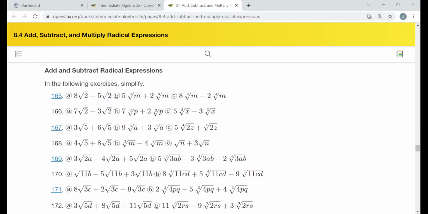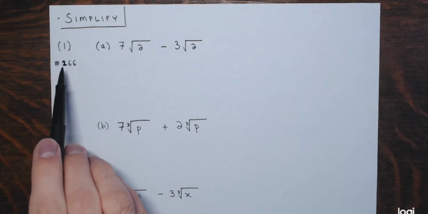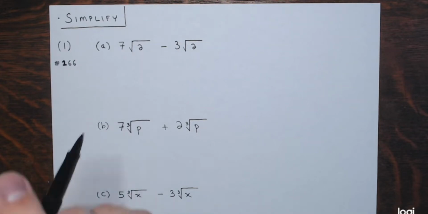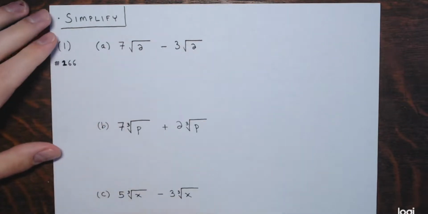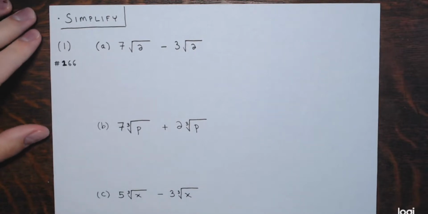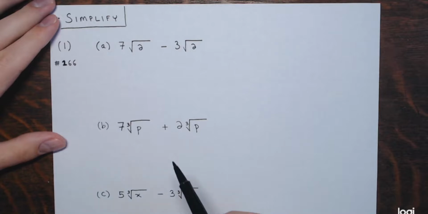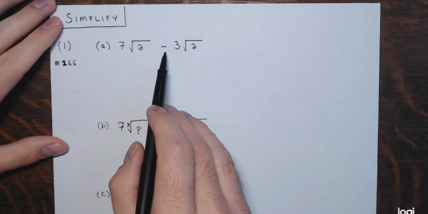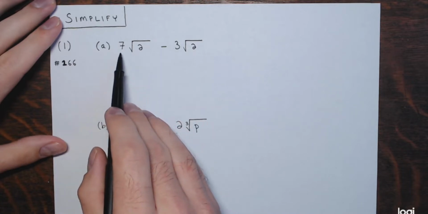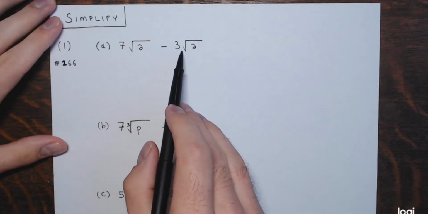Bringing up the first example, I'm writing the exercise numbers underneath the problem numbers now. So example 1 is exercise number 166, parts A, B, and C. We're asked to add and subtract radical expressions and simplify. For part A, we have a subtraction problem: 7 times the square root of 2 in the first term, minus 3 times the square root of 2 in the second term.